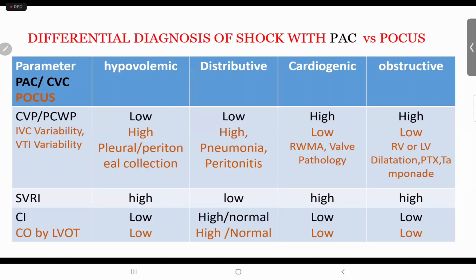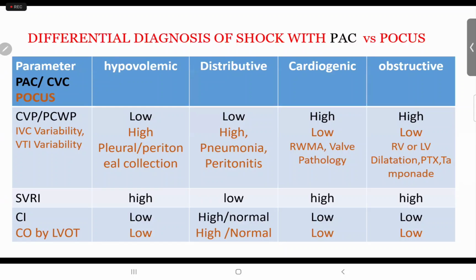So look at hypovolemic shock. Previously, we used to look at CVP and PCWP when it is low, but now we look at the IVC variability and LVOT VTI variability to look at the patient's hypovolemic status. Plus, the same ultrasound is going to help you find where that fluid has gone, if it is in pleural or peritoneal collections, etc. Same in distributive shock. The variability is high, but it can help us find out the cause of shock, sepsis or focus of sepsis, by diagnosing pneumonia and peritoneal collection by ultrasound.